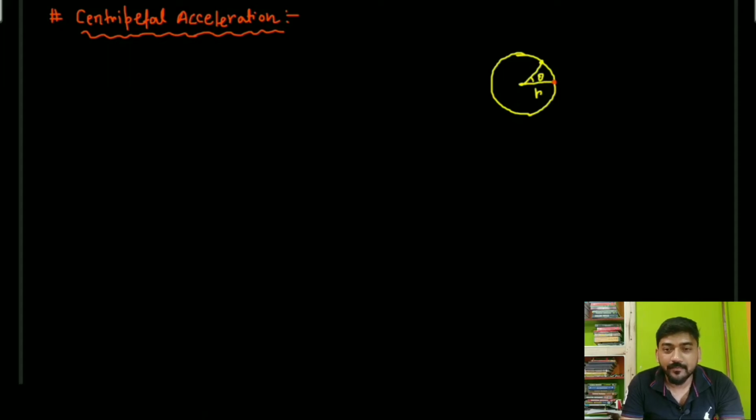Let me take the coordinate system here like this. Suppose this is the x-axis and this is the y-axis. A particle is at this point. So what will be the coordinate of this particle? In Cartesian coordinates, the position will be x comma y, but in polar coordinates it will be r comma theta. So we are interested in this polar coordinate.